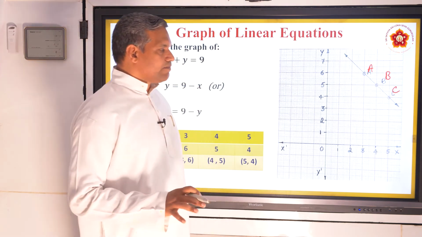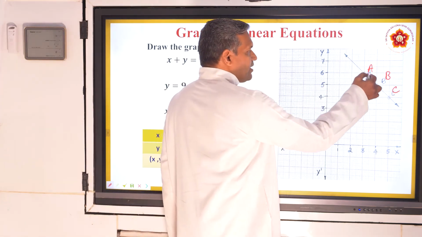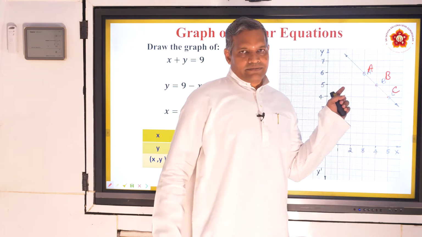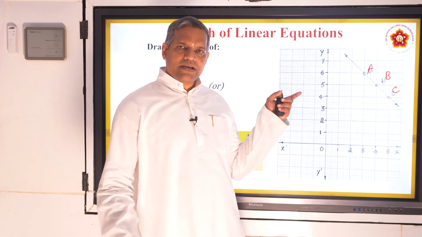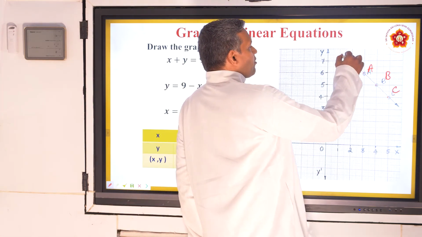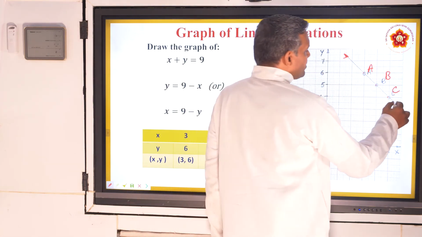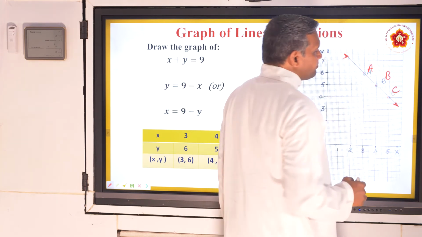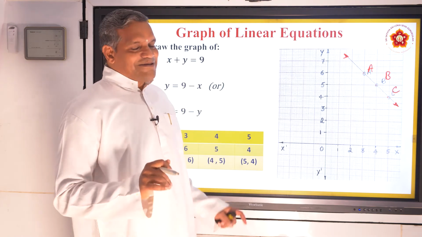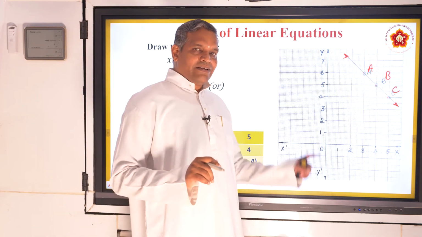After obtaining these 3 dots, take a ruler and just pull a straight line. That's all. Take a ruler and pull a line, and don't forget to put arrow marks, because this is going to extend on either side infinitely. That's it. Comfortable? So once again, I am revising.